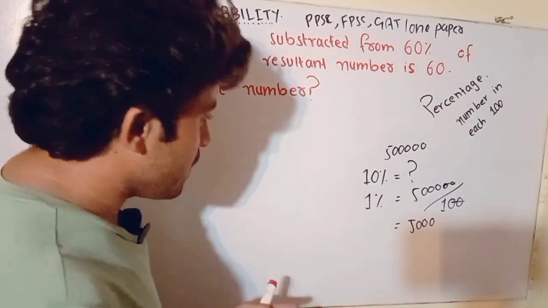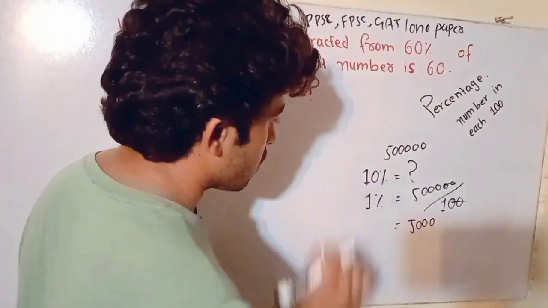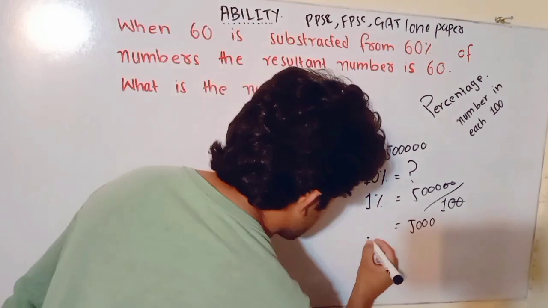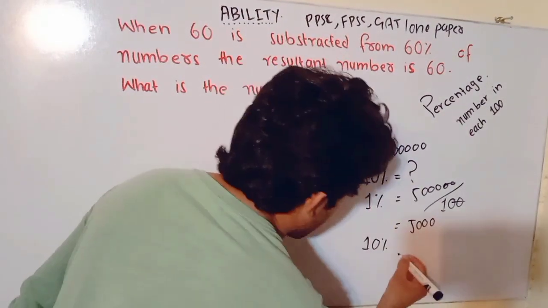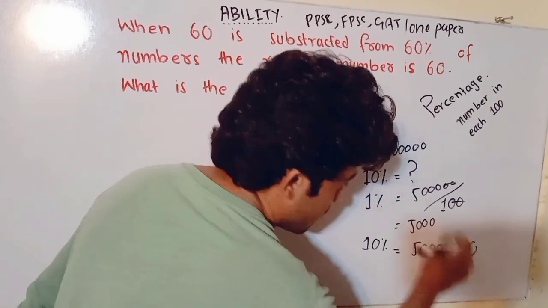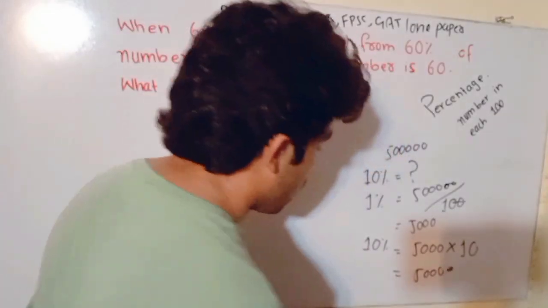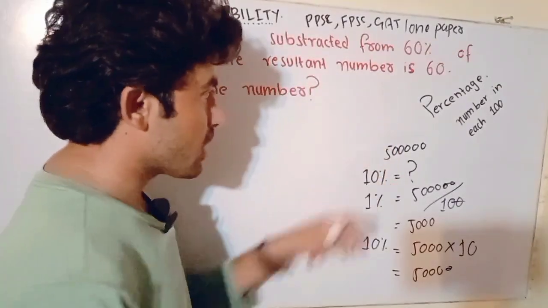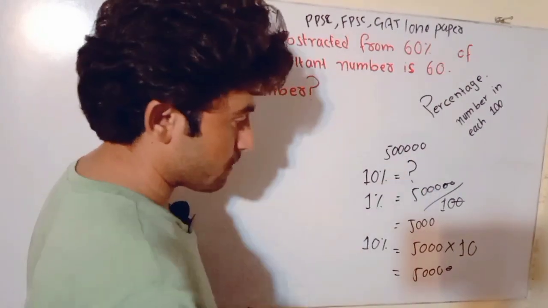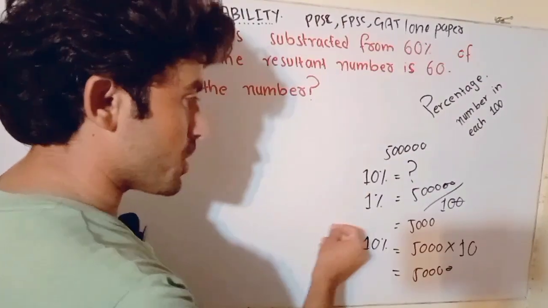So now it is easy to proceed to our next step, that is to find out 10% of 5 lakh. 1% is 5,000. So 10% of 5 lakh will be, you will multiply 5,000 with 10. That will be 50,000. So if the monthly earning of my company is 5 lakh, I will pay 50,000 to the workers. This is the concept of percentage. I think it was easy.